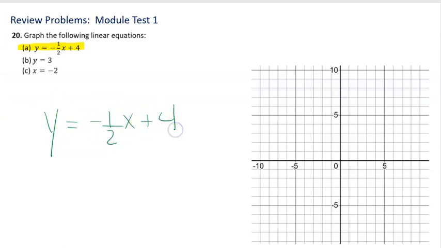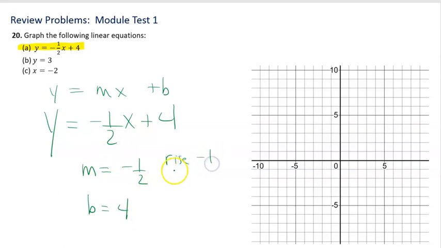What does that mean? This is y equals mx plus b. So I know right off the bat my m value is negative 1/2 and my b value is 4. Now what does that mean? That the slope, rise over run, we rise negative 1 and we run 2. Another way to say that is we go down 1 and right 2. Because positive means up, negative means down. When you run, positive means to the right, negative means to the left.